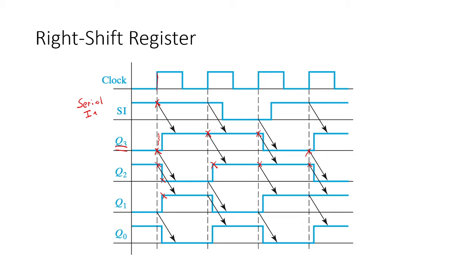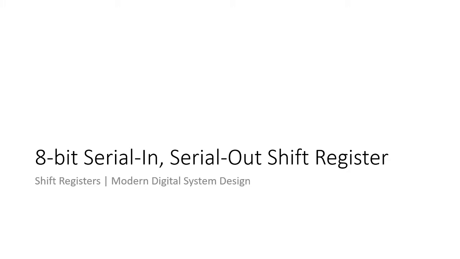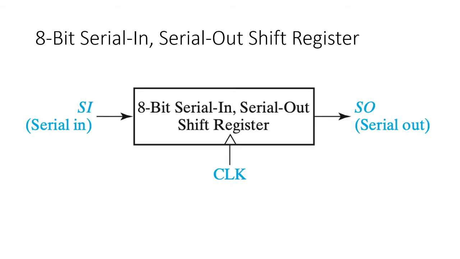All right, let's move on to the next thing. Let's look at an 8-bit serial in, serial out shift register. As we're going to see, it's basically exactly the same as what we just looked at, but it's going to be a little bit different. When we draw the block diagram in broad strokes, we can just use a pretty simple block symbol for this.